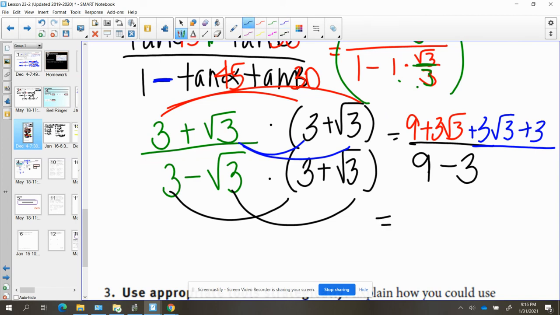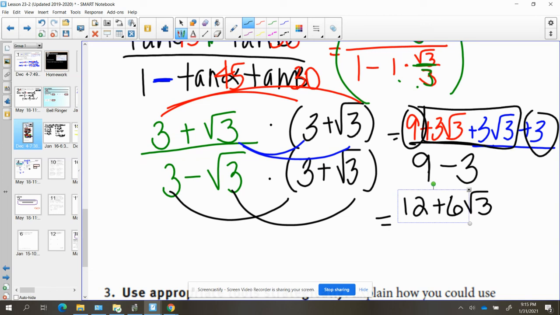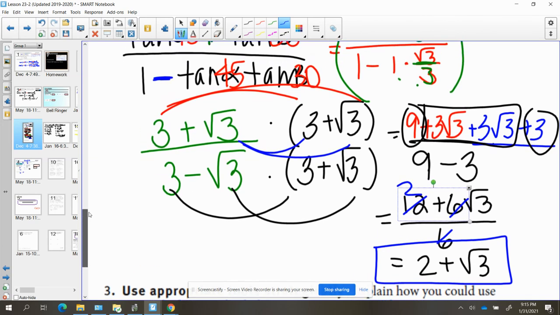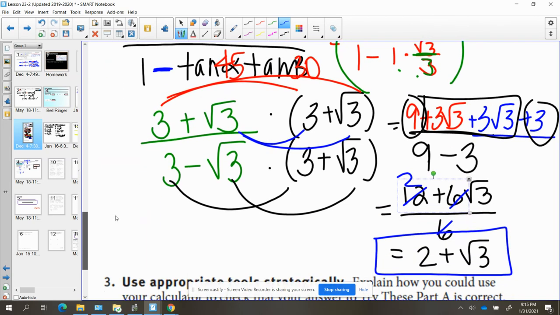So this finally simplifies to be 9, not 9, 12, because we're going to add the 9 and the 3 to get 12, plus 6 square root 3 when we combine these two. And then finally, 9 minus 3 is 6. It can be simplified one last time to be 2 plus square root 3, since our 6 can cancel with both pieces. We're just left with 2. So plugging into the formula, not necessarily so bad, but the simplification takes a little bit of work. Please feel free to rewind that to rewatch if you missed any piece.